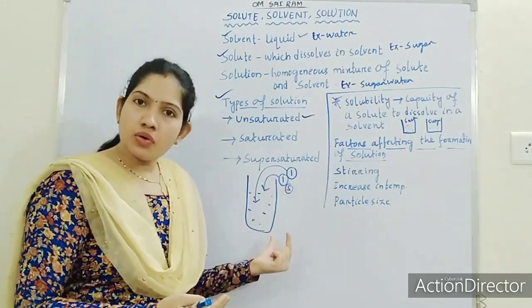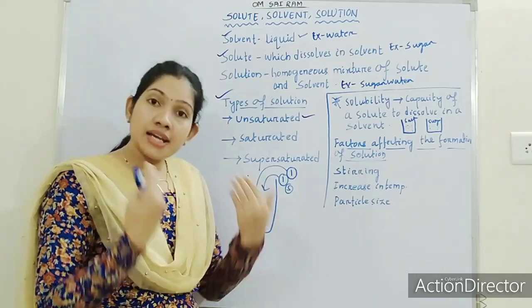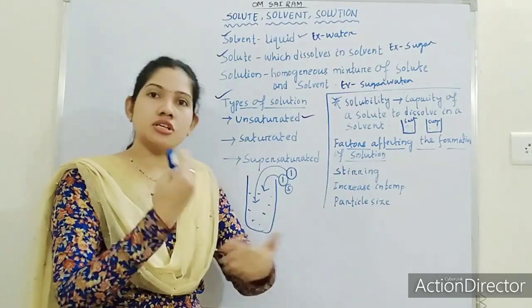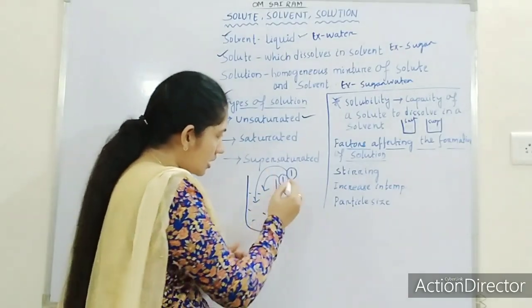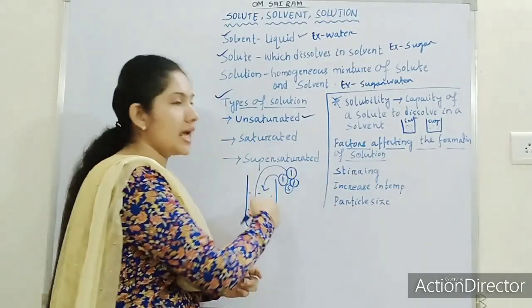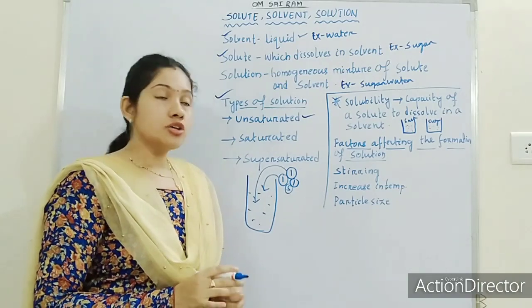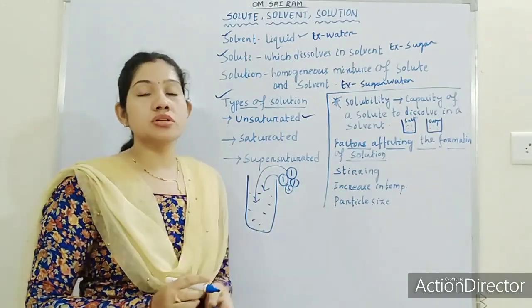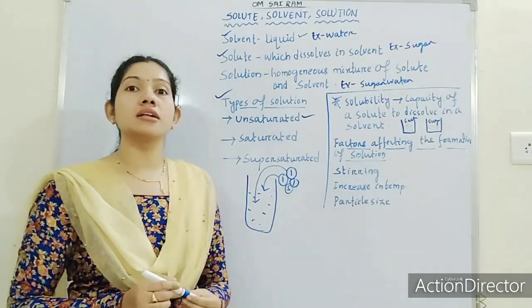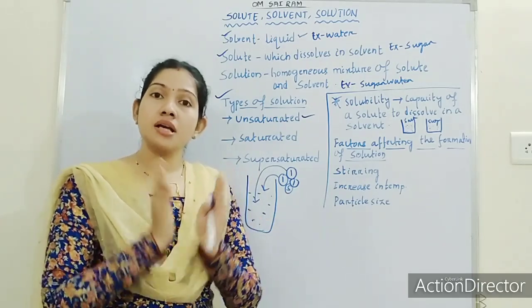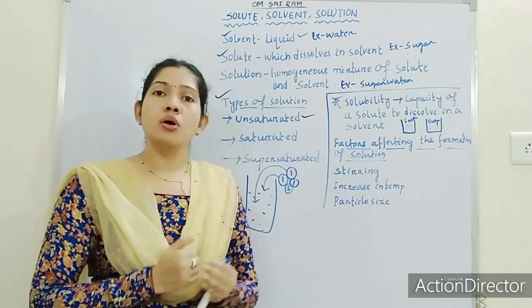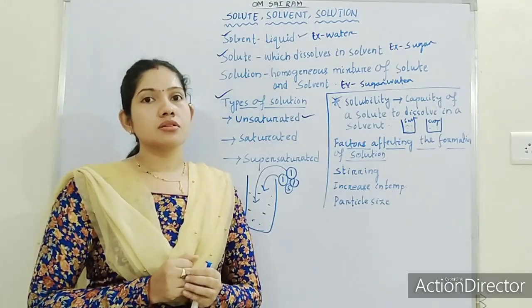Already we have added 1 teaspoon of salt. Again it has some capacity to dissolve the salt. So again 1 teaspoon or 2 teaspoons we can add. Got it? So this is an unsaturated solution. Unsaturated solutions are solutions which have the capacity to dissolve more solute.